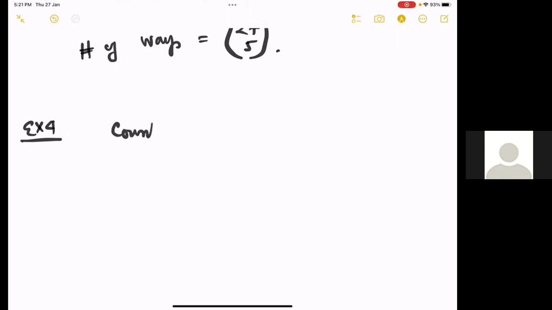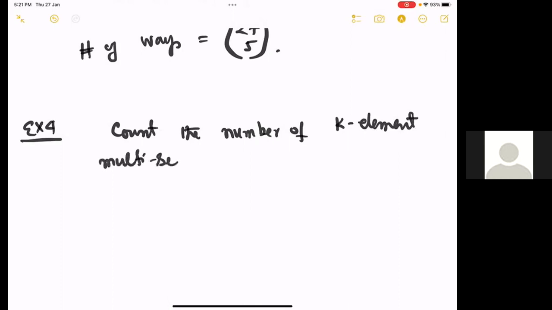So count the number of k element multisets. It's somewhat in this language, but I want to illustrate it like a different problem. So this is the problem. Count the number of k element multisets of 1 to n.